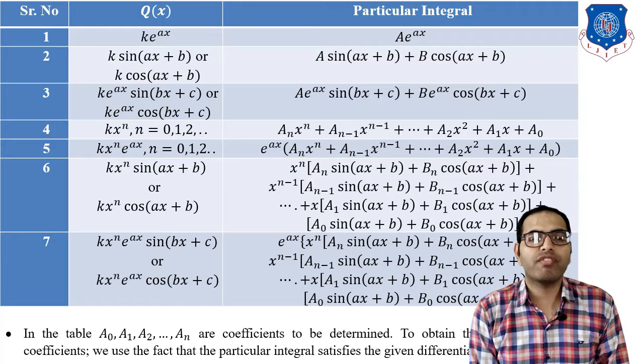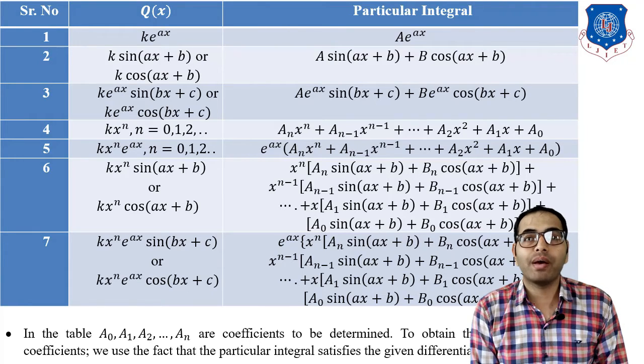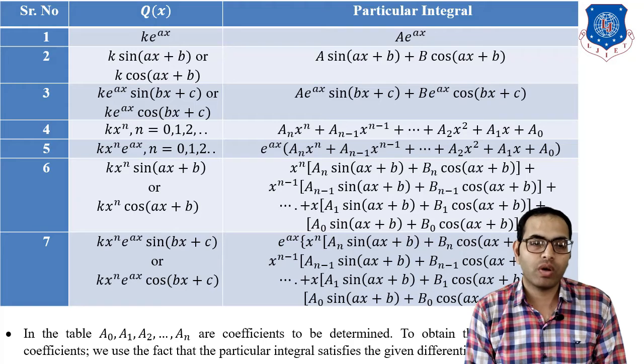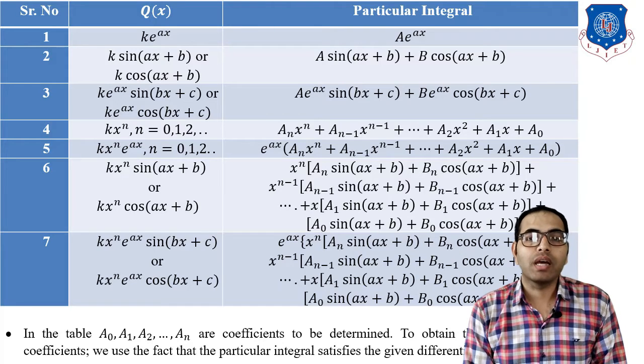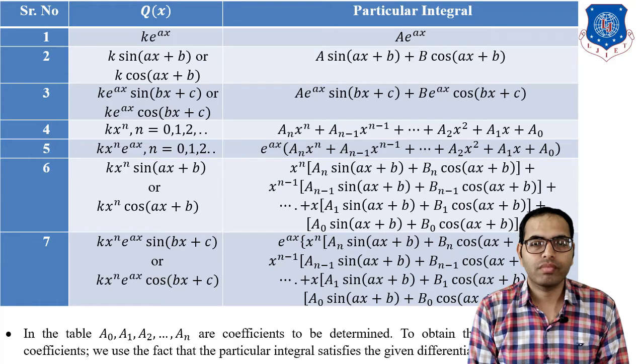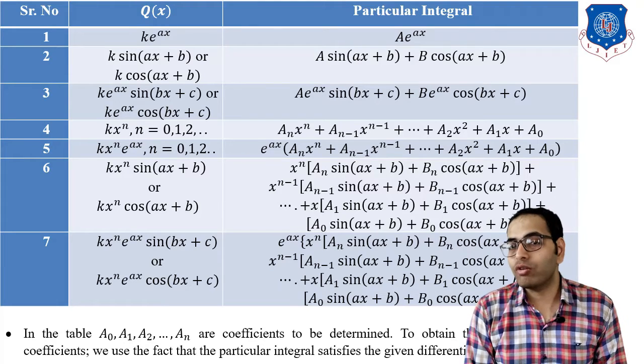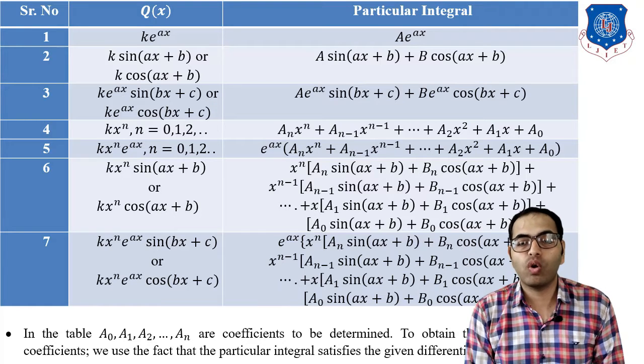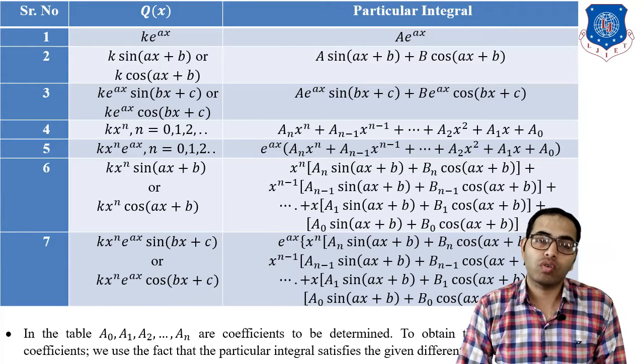Suppose our r of x is in polynomial form, x square, x cube, x raised to n, etc. Then its family is an x raised to n plus an minus 1 x raised to n minus 1 plus so on, plus a2 x square plus a1 x plus a0. This is the linear combination in terms of the particular integral. In this table the values of a, b, a0, a1, a2, a3 and so on are the undetermined coefficients.